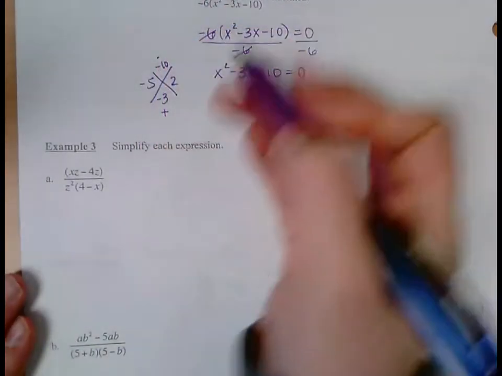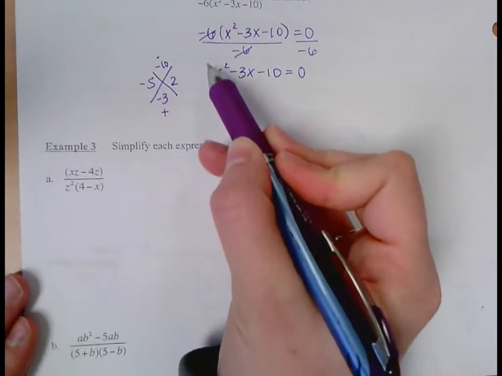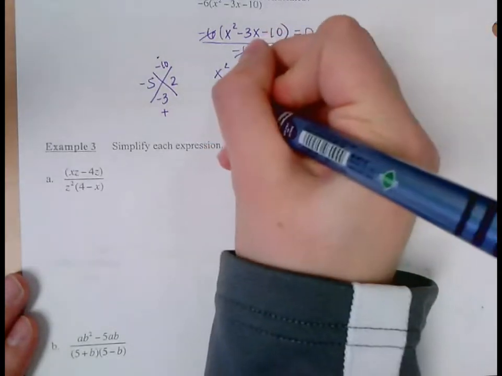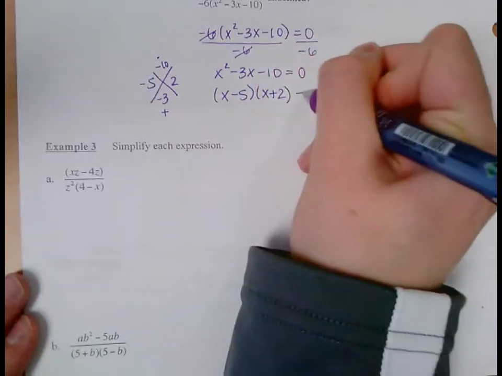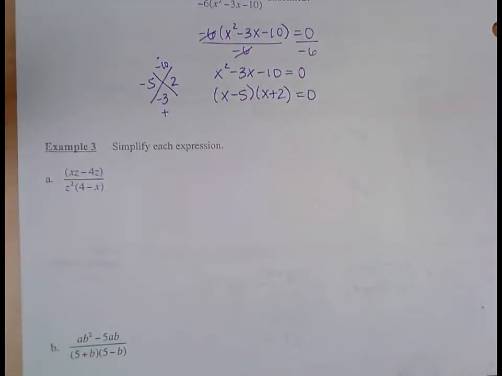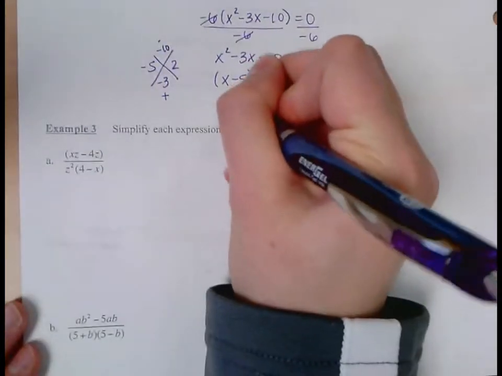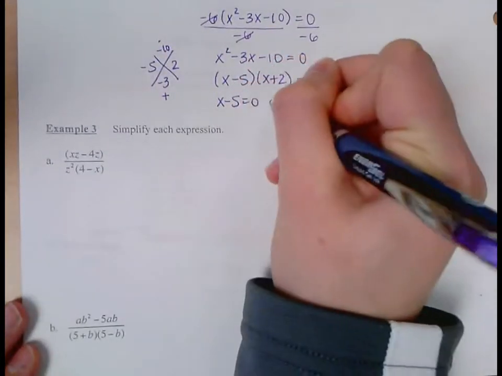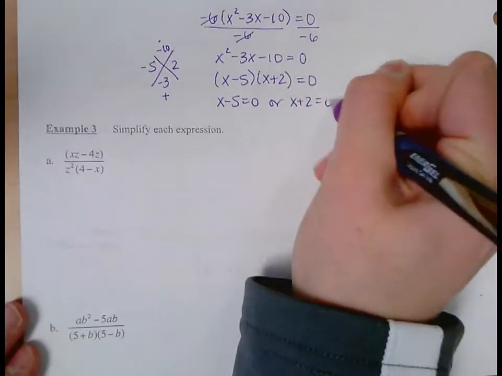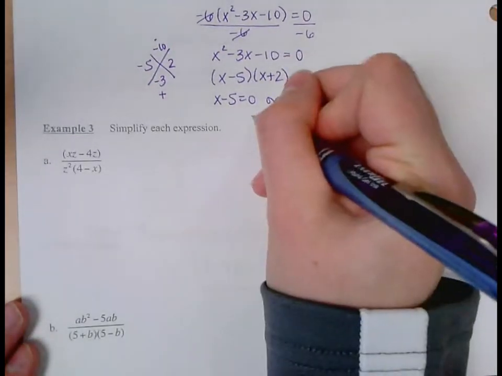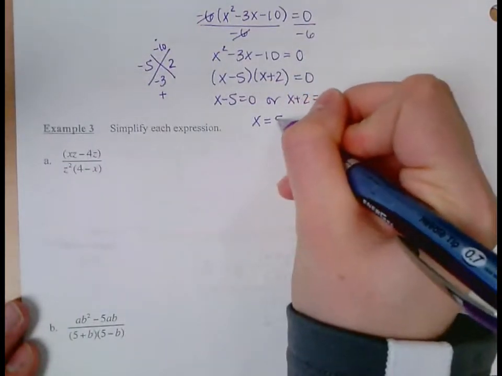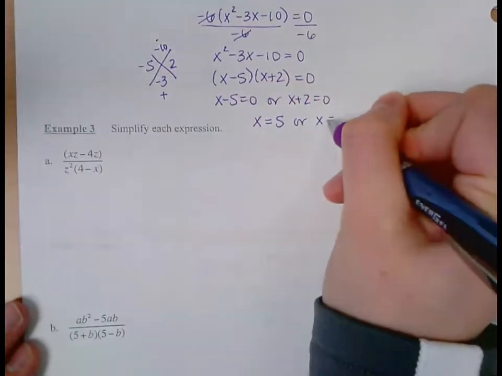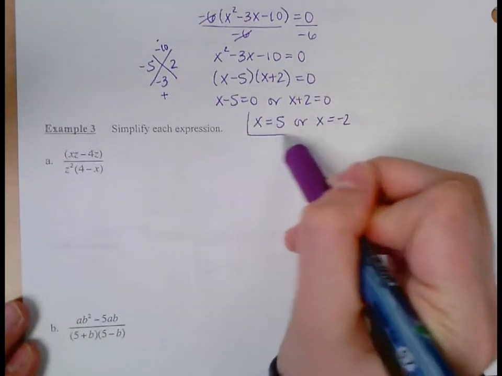-5 and 2. And then again, because that number in front of the x squared is 1, this factors to x minus 5 times x plus 2. That's equal to 0. I can then solve by setting each of these factors equal to 0. So x minus 5 equals 0, or x plus 2 equals 0. So where is it undefined? It's undefined when x equals positive 5 or when x equals negative 2.